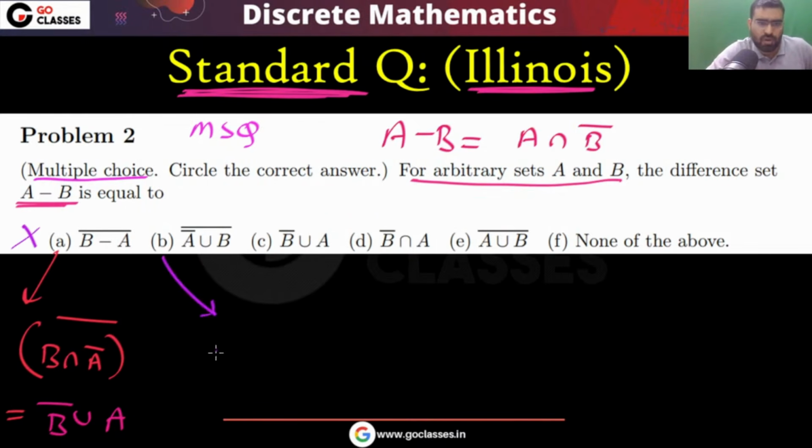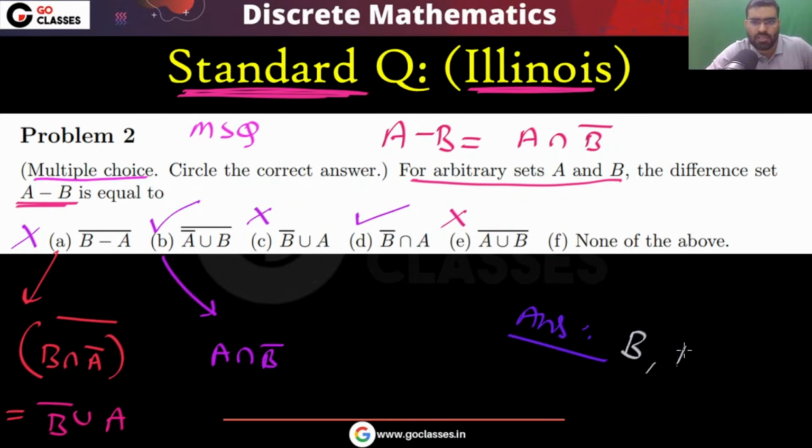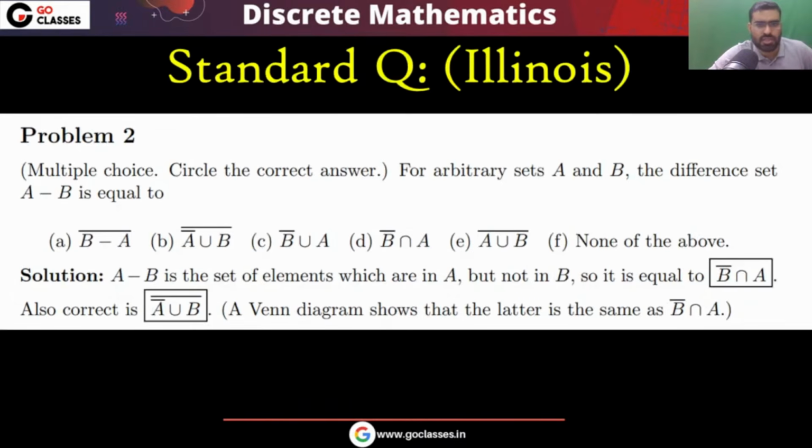What about B? B is basically A intersection B complement. So yes, B is the answer. What about C? C is not the answer. What about D? Yes, D is the answer. What about E? E is not the answer. So the answer will be B comma D. You can check it out. So the answer is going to be B comma D.